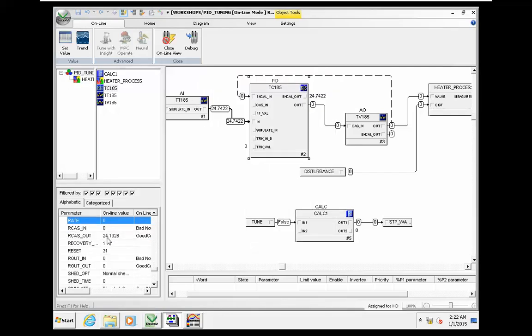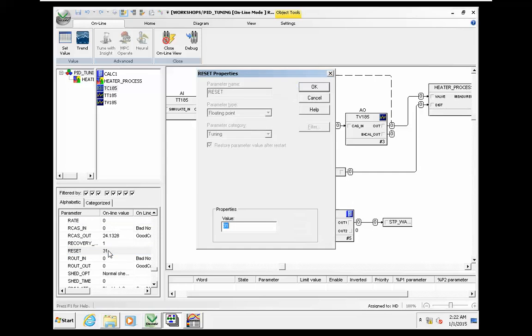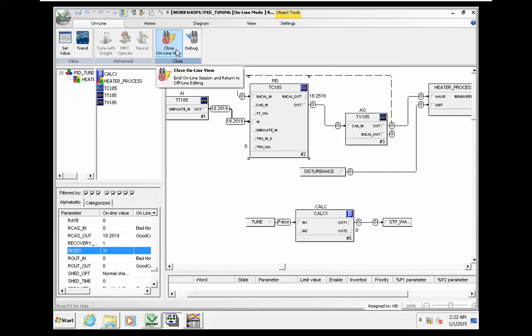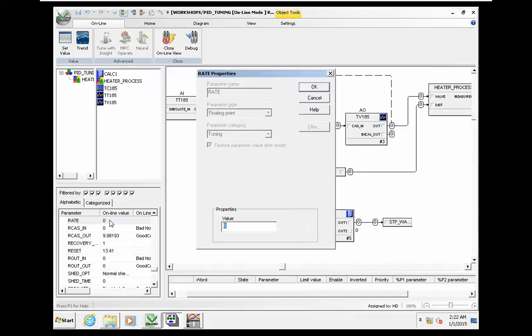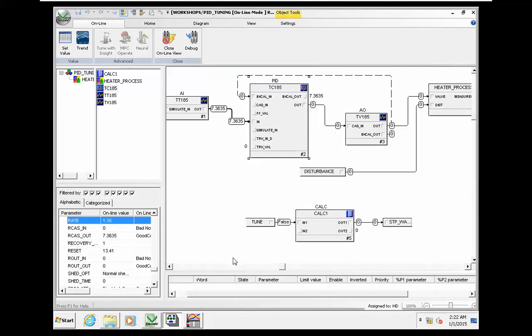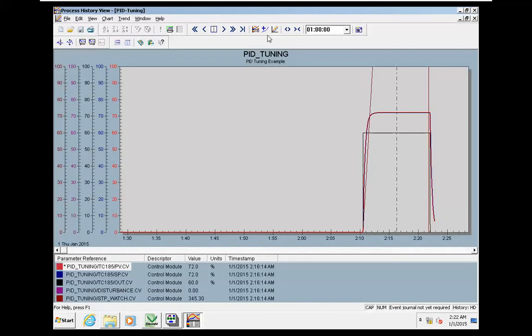We have the reset. The reset is 13.41, and you need to be in online mode for online changes. And we have rate. So reset is 13.41, and the rate is 1.35. So the PID parameters are applied here.